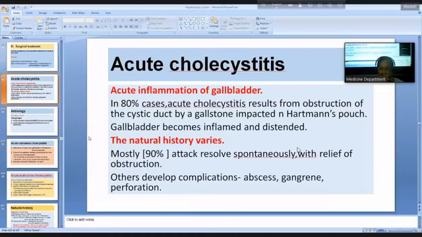So whenever we see acute cholecystitis, in 80% of cases it is associated with gallstone, and this stone temporarily impacts the cystic duct or neck of the gallbladder. And we have seen that in most cases, in 90% of cases, these attacks will be resolved spontaneously by conservative treatment, with dislodgement of the obstruction and release of infected bile.